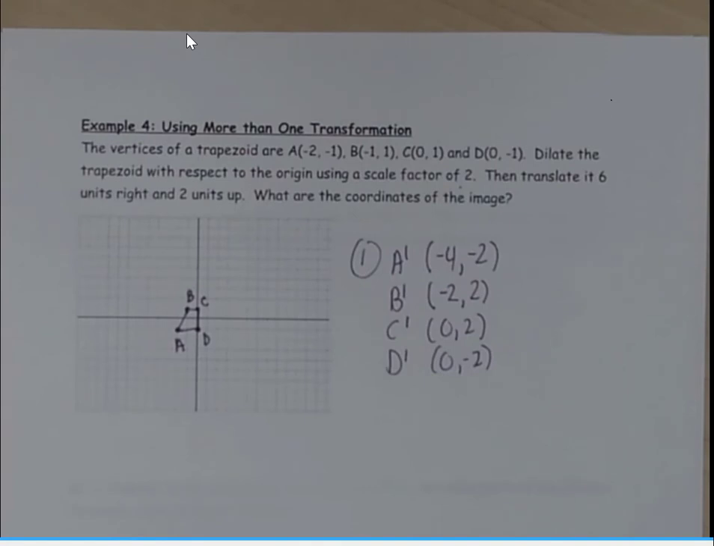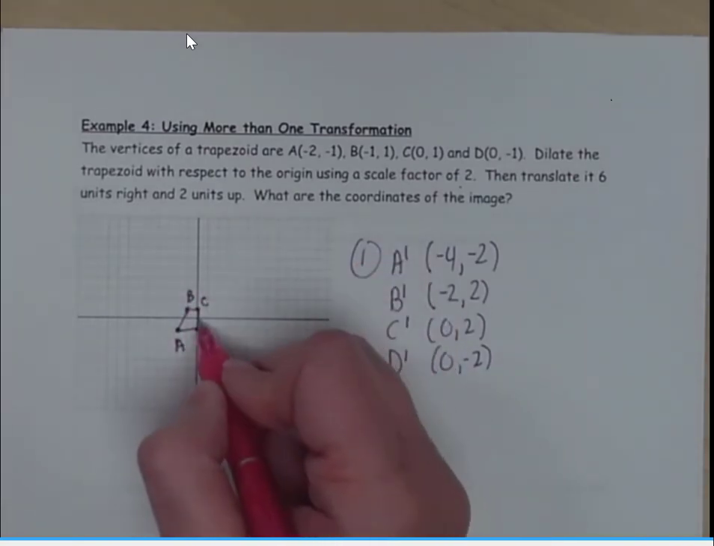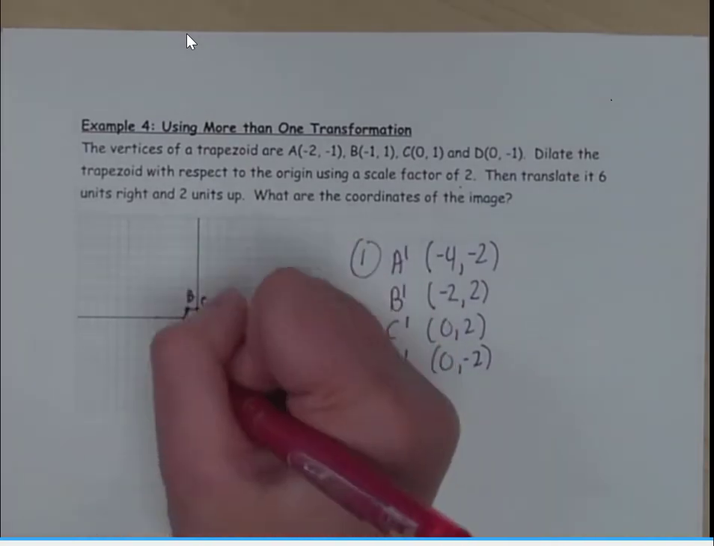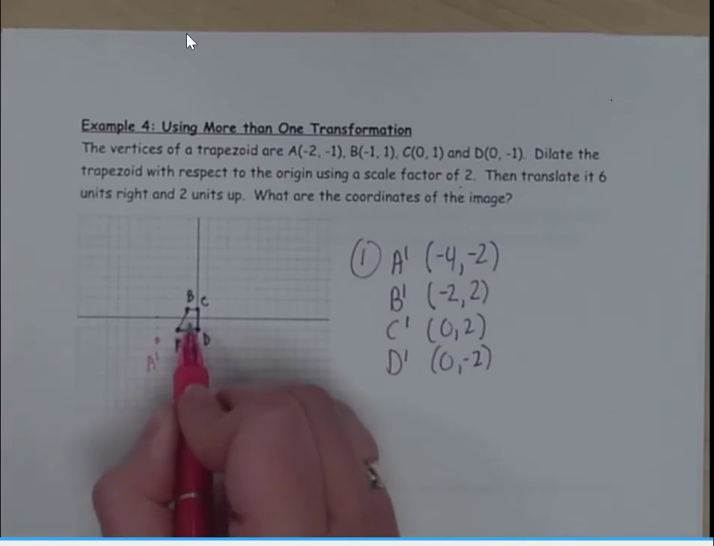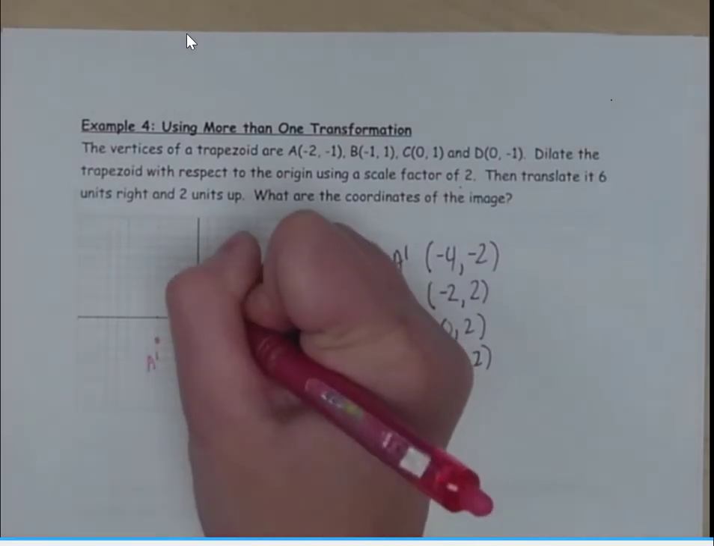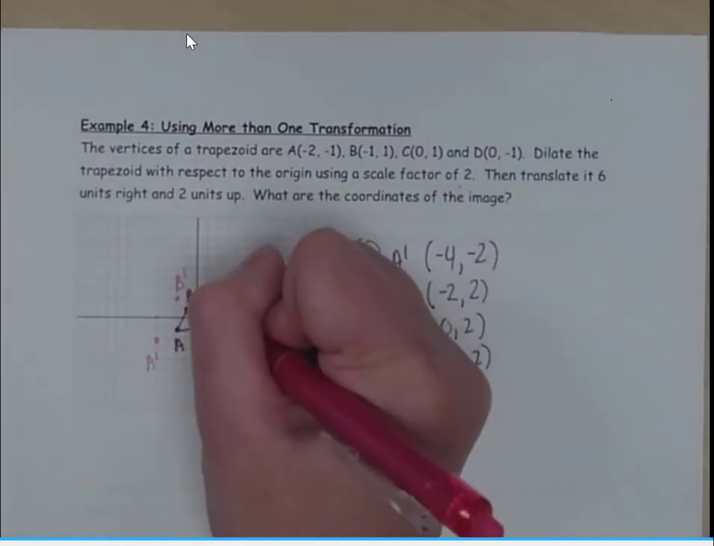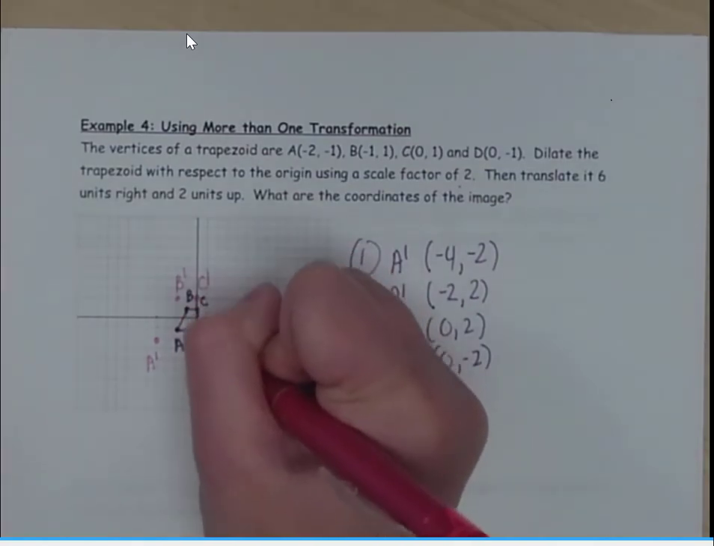So I'm going to go ahead and switch colors here so we can see it a little bit better. So let's see, I've got A at -4, -2, so here's A prime, and then I've got B at -2, 2. So it's B prime. C is at 0, 2, and then I've got D prime.